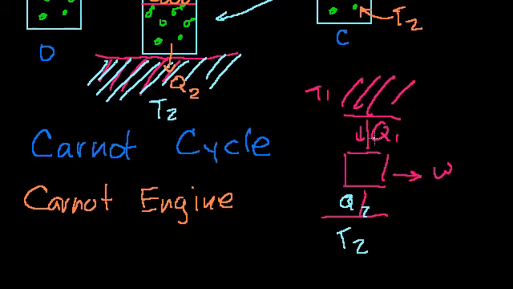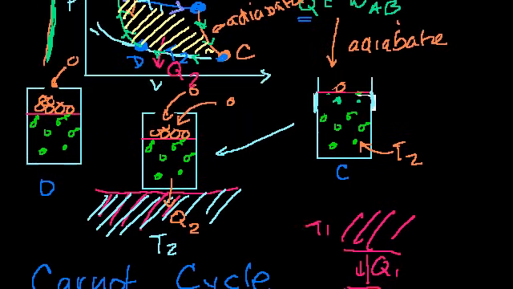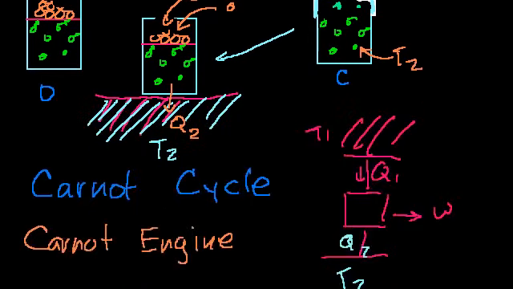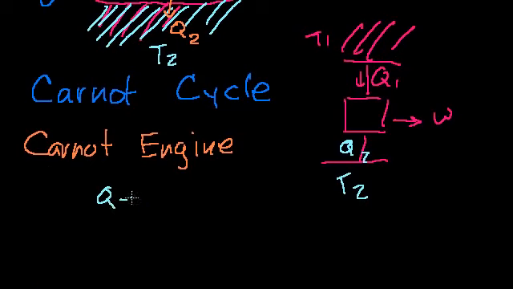So the work we did is really the difference between Q1 and Q2. You say, hey, if I have more heat coming in than I'm letting out, where did the rest of that heat go? It went to work. Literally. So Q1 minus Q2 is equal to the amount of work we did.